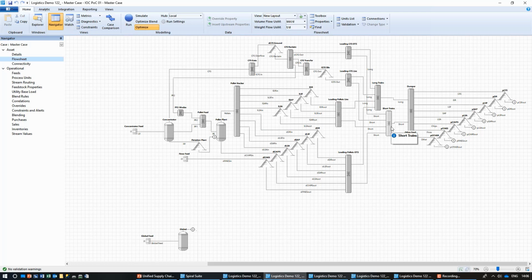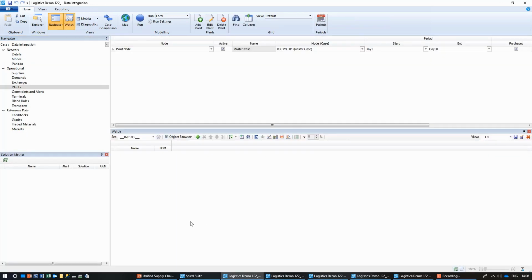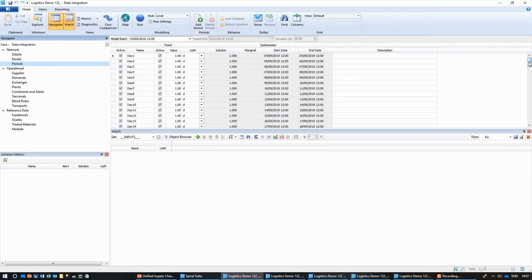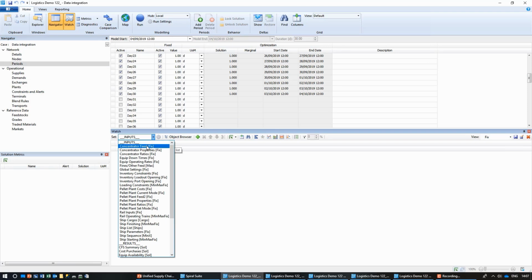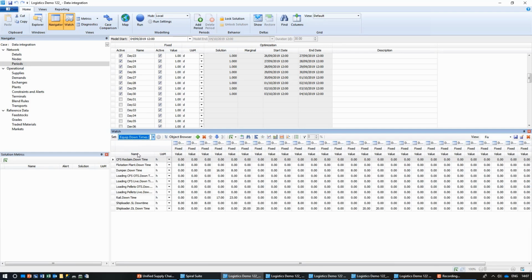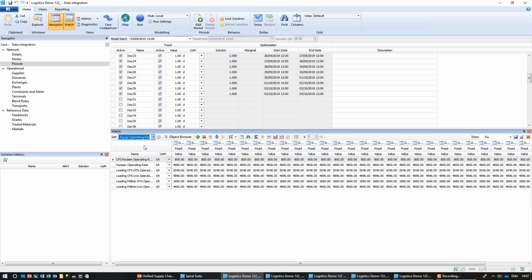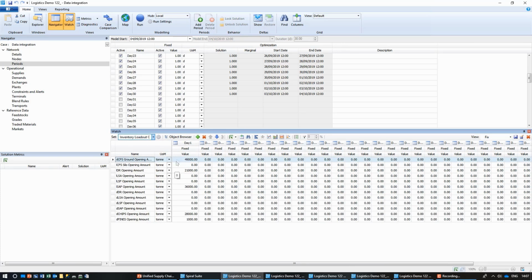Now we look at the operation environment. Firstly, we see that there is a series of periods defined. In this case, it's set up to run for a month. We have various kinds of input data that define the starting conditions. This includes things like the feed of the concentrator, the daily downtime that applies to all the equipment, operating rates, and so on. Starting inventory levels would typically be provided by production management.